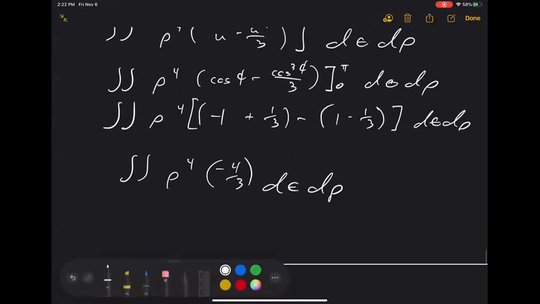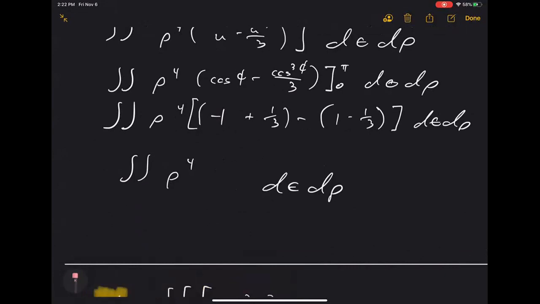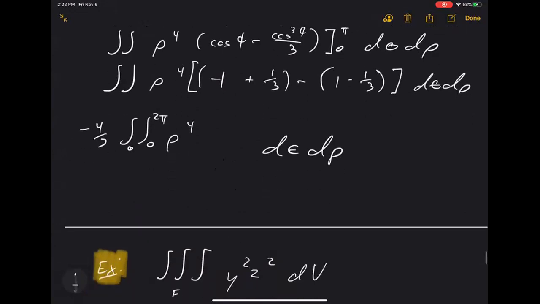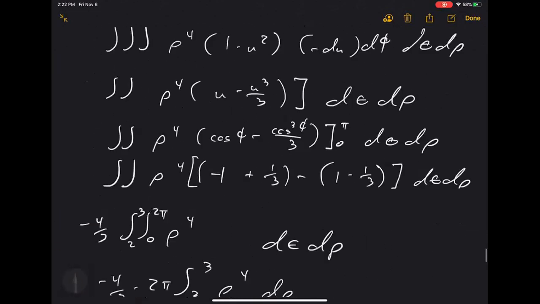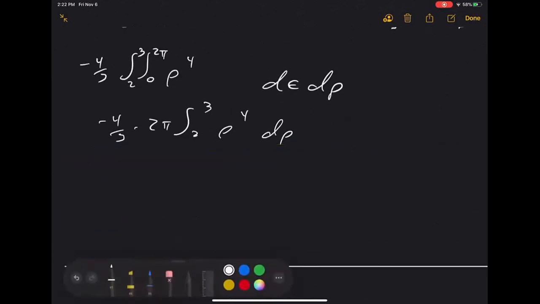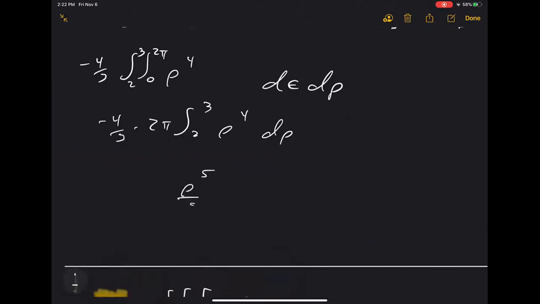The rest of the integrals are easy. Let's see, I pull out my constant, -4/3. I integrate in terms of theta next. Well, there are no thetas, so it just becomes -4/3 times 2 pi times the integral 2 to 3 of rho to the fourth d rho. I integrate in terms of rho, and I get what? Rho to the fifth over 5 times -8 pi over 3.